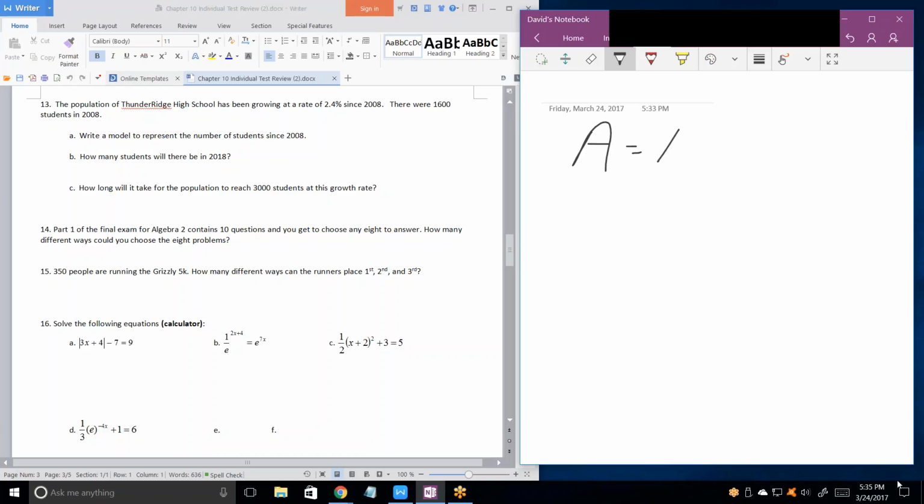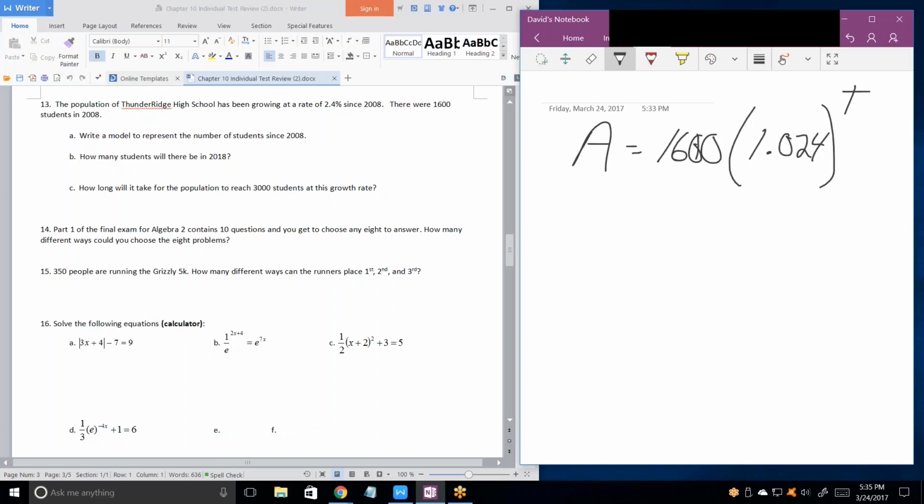1,600 times 1.024 to the power of t. Well, okay. That's not really the general equation. That's the specific equation for this particular model.